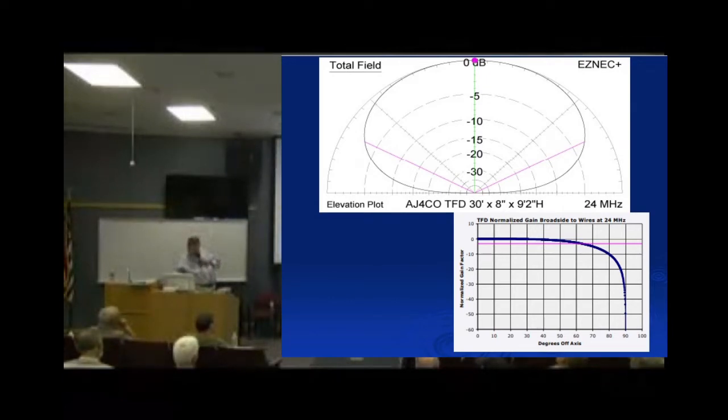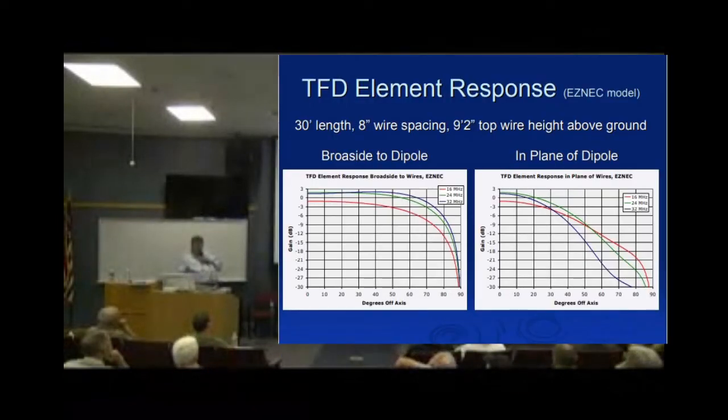Most of you have seen this. Some of you may not have seen this type of representation. It's the same thing as this, just plotted in a rectangular plot instead of a polar plot. And same thing here again. What we're looking at here is the response broadside to the wires, and the response in the plane of, which is another way of saying off the ends of the wires. So you're both elevation plots, one's just 90 degrees to the other.